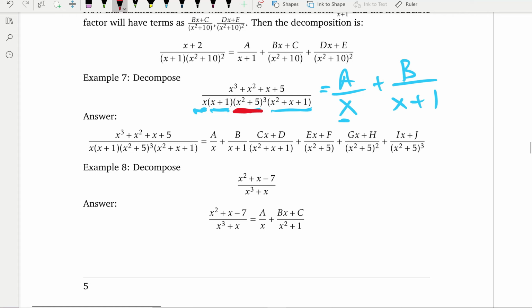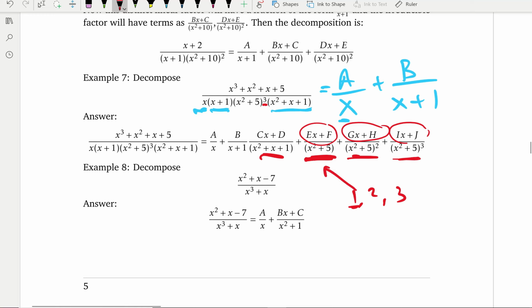So x squared plus 5: a second degree factor repeated 3 times. I have changed the order, it doesn't matter, the order doesn't matter. So let's focus on the x squared plus 5 part. You count up to 3: 1, 2, 3. So x squared plus 5 to the power 1, Ex plus F on the top. Gx plus H over x squared plus 5 to the power 2. Ix plus J over x squared plus 5 to the power 3. Okay, as we know, right? So 1, 2, 3, we count up to 3.